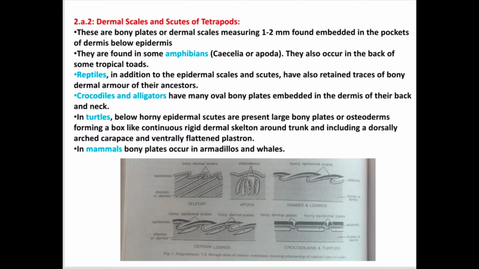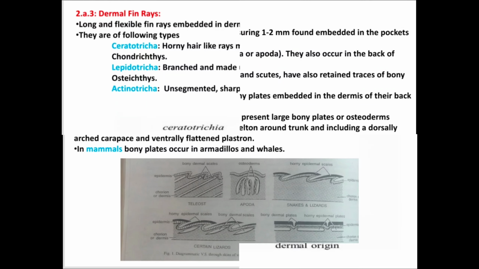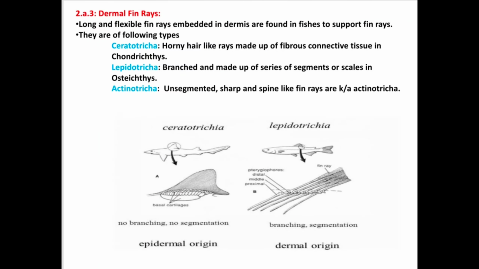These dermal scales are scutes. For example, in crocodiles and alligators, we see they have many oval bony plates embedded in the dermis, which are dermal in origin, and they are found below the scutes. They are called osteoderms. In mammals, bony plates occur in armadillos. Similarly, dermal fin rays, as you can see in the slide, are the supporting structures of the fins of the fishes.